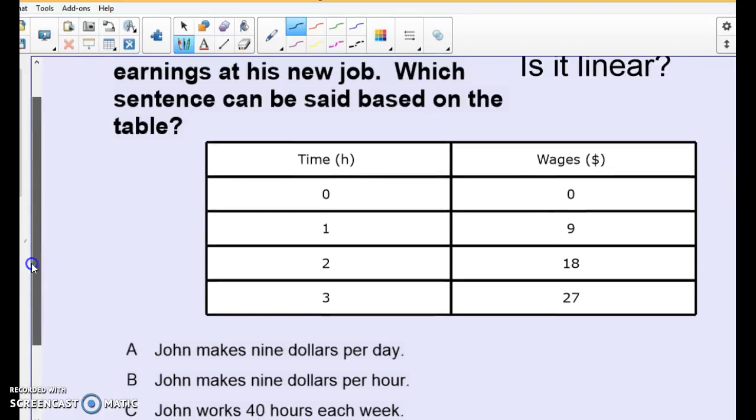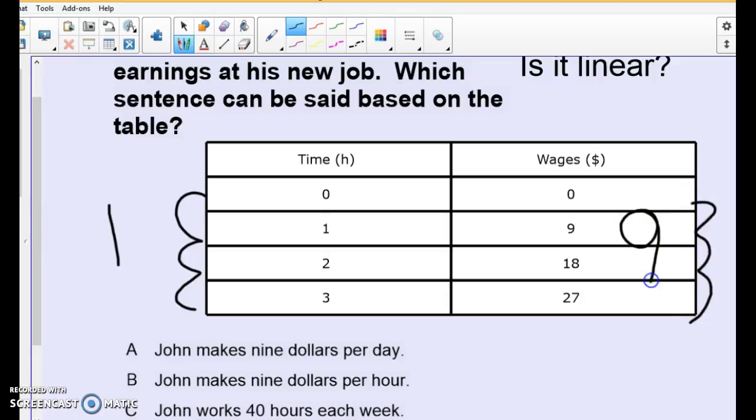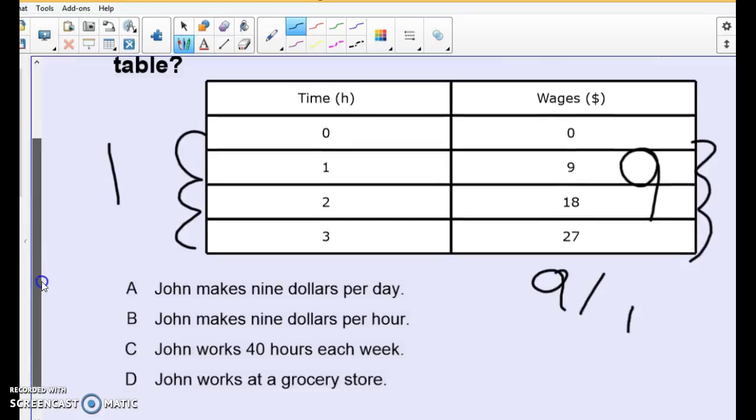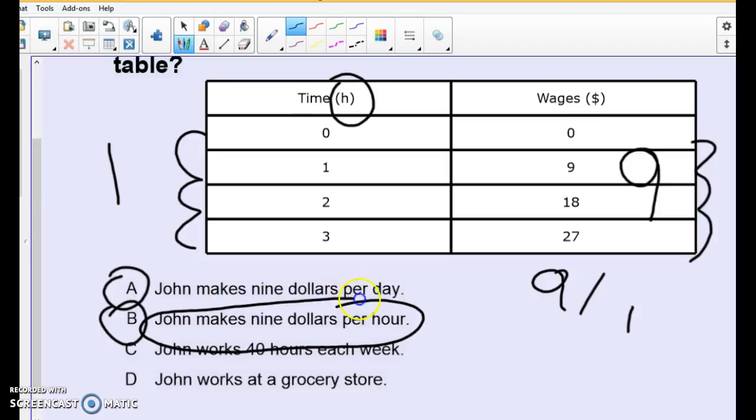Same thing here. So my x is going up 1 every time. My y is going up 9 every time, so I have 9 over 1, and I have to figure out what it is. Well, does he make 9 hours per day or $9 per hour? And it says right here our time is in hours, so it's going to end up being B, so $9 per hour. And cross off this per day one.